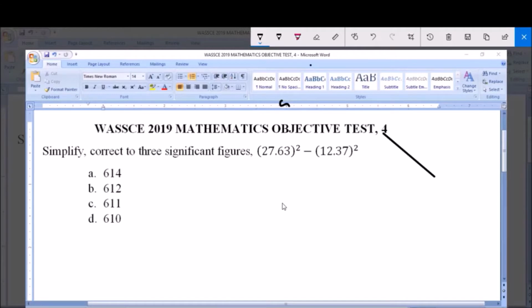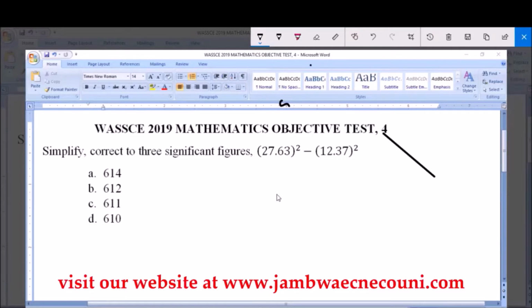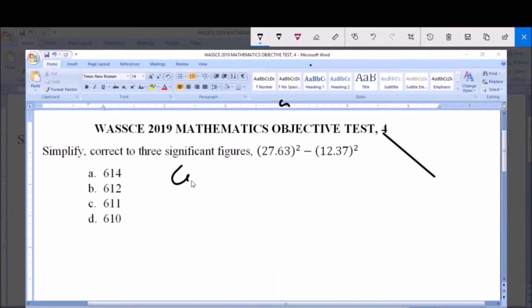Today we'll be dealing with WAEC 2019 Mathematics Objective Test question 4. Simplify, correct to 3 significant figures, 27.63 squared minus 12.37 squared. Now the question is saying we should simplify correct to 3 significant figures.